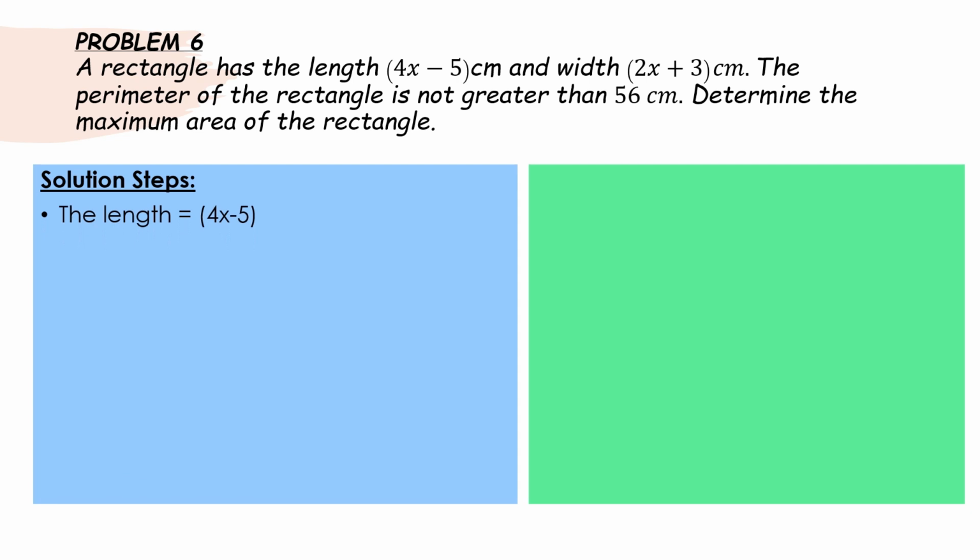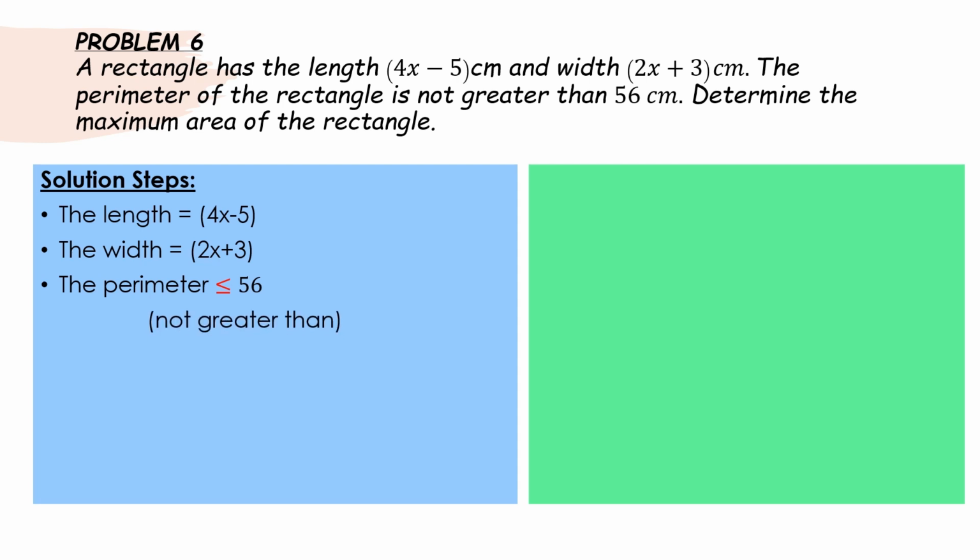Let's start from the given information. The length is 4x minus 5. The width is 2x plus 3. Then the perimeter is less than or equal to 56. Why? Because according to the question, there is the phrase "not greater than", so it means less than or equal to.